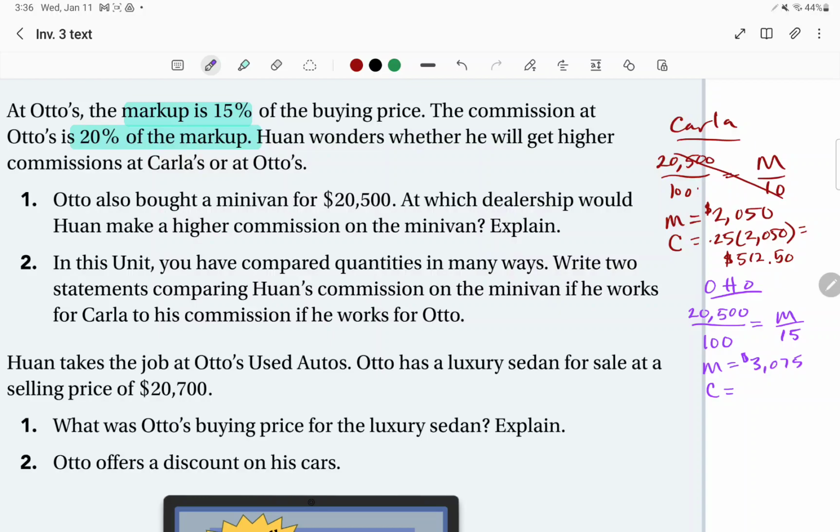His commission, it says that he pays 20%. So we're going to find 20% of the $3,075. And when we find that, you end up getting $615. So now, if you think about it, with Carla, he would make that much, and with Otto, he would make that much. Roughly $100 more with Otto, even though the numbers, since he's getting 25% from Carla, it seems like he'd be making more. He doesn't, right? It's because his original markup is bigger, so his chunk is a little bit bigger, even though the percentage is less.